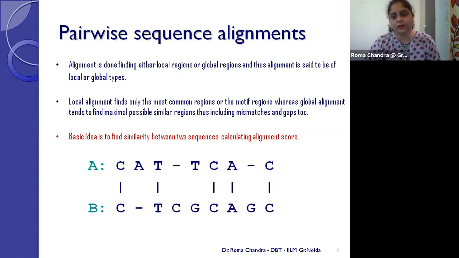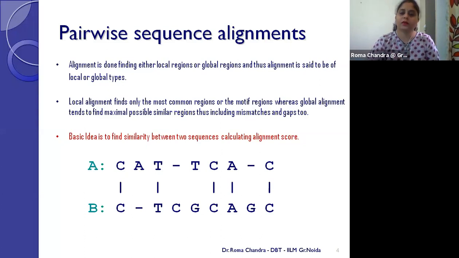For that, we need to calculate the alignment score. So the alignment score is actually being calculated, and this helps us get to know what percentage of similarity is there between the two sequences. Okay, I hope you're able to understand this. So pairwise is when two sequences are being aligned. There are two types. We can search for local regions and we can search for global regions. Local regions are short similar regions, motif regions which are not connected to each other, whereas global regions are connected to each other because we are considering end-to-end alignment. We are considering everything, similarity, mismatch and gaps too.